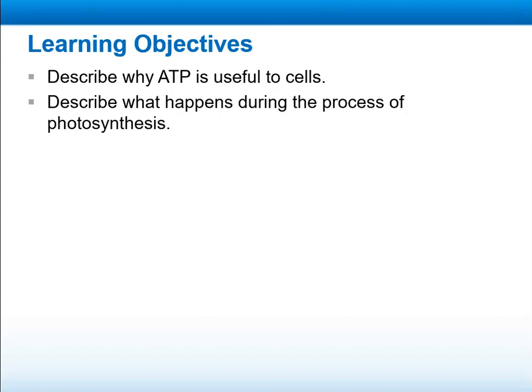Photosynthesis is a plant process that uses the energy of sunlight to convert water and carbon dioxide into high-energy sugars and oxygen. In this chapter, you will learn how plant cells capture and use the energy in sunlight.